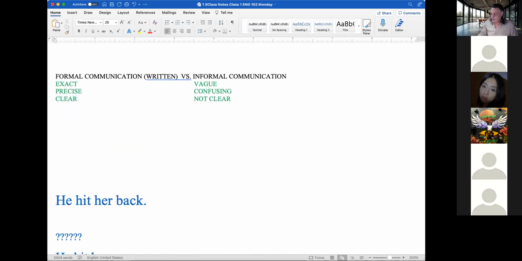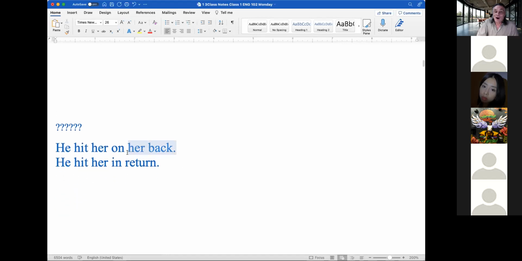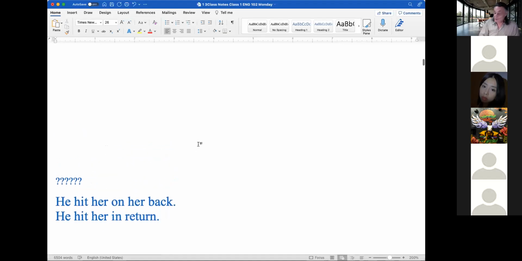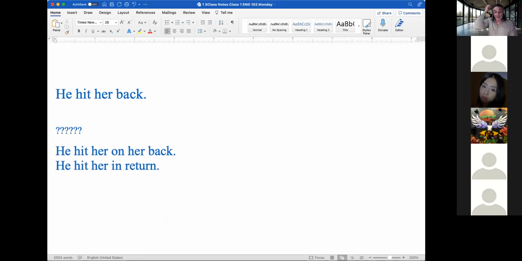Here's a sentence: He hit her back. Let me ask you, what does that sentence mean? Anybody? What does the sentence "he hit her back" mean? Somebody hit someone back. Still not clear from that. Do you mean he hit her on her back, or he hit her in return for her hitting him? That's what you mean, but you could mean this also.